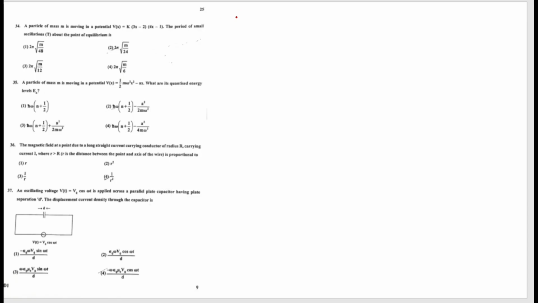So the time period T is given by 2π/ω. Omega is nothing but the square root of k/m. So the time period is equal to 2π times the square root of m/k. Now, instead of k I'll write k effective. What does this k effective mean? The k effective can be found from the double derivative of this potential.